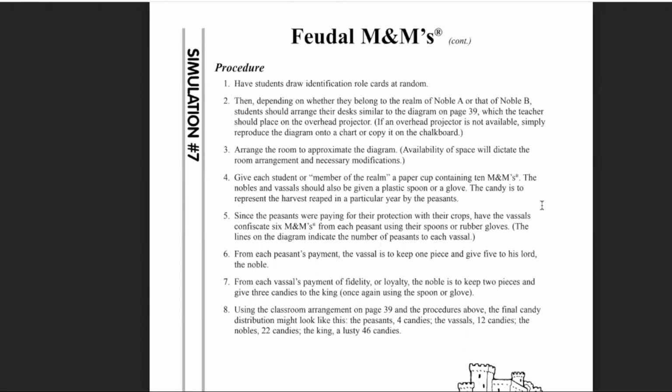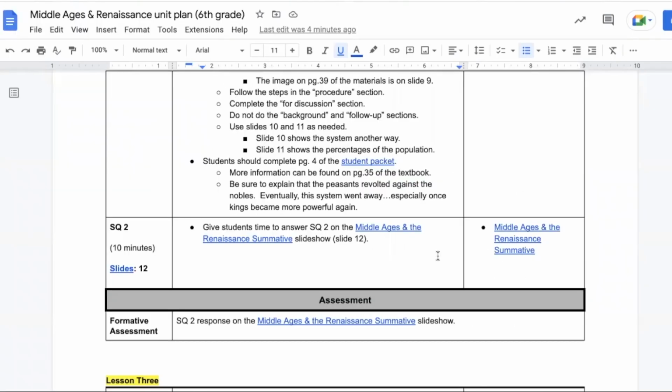Because the peasants are paying for protection with their crops, the vassals or knights get 6 from each peasant. Then from those 6, the vassal gets to keep 1 piece and has to give 5 to the noble. Then from those 5 pieces that the noble gets, the noble can keep 2 and has to give 3 to the king. At the end, the king should have a lot of candies. The noble should have about half. The vassals have roughly half of what the nobles have, and the peasants have about 1/3 of what the vassals have. This activity and the discussion should help students answer the supporting question 2 on the summative slideshow.